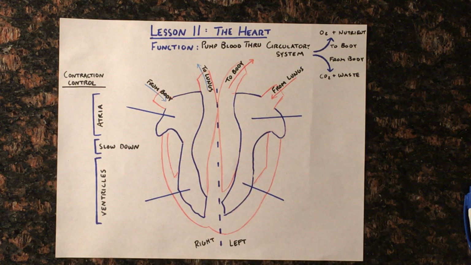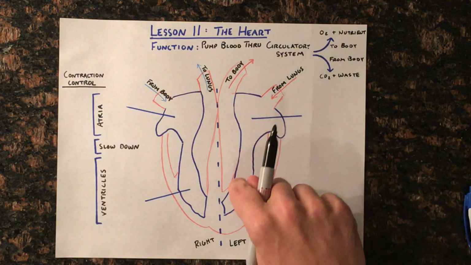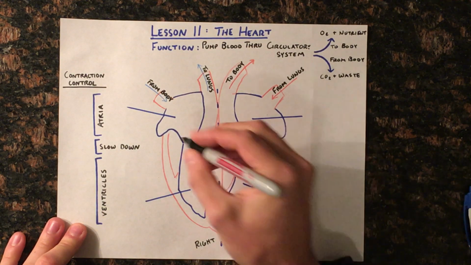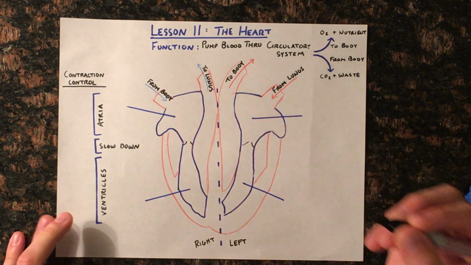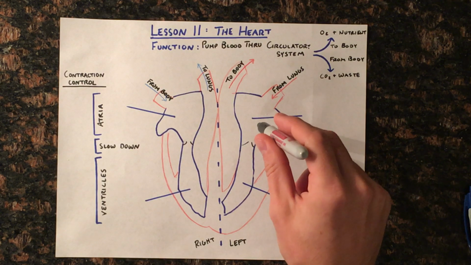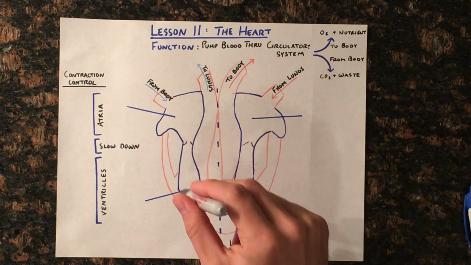Now, each half of the heart has two chambers or openings. They are going to be separated by some valves. We're not going to really cover those that much today. Just know that they're there. We'll talk about that more next time. But they have two chambers on each side, which is going to be a total of 4.